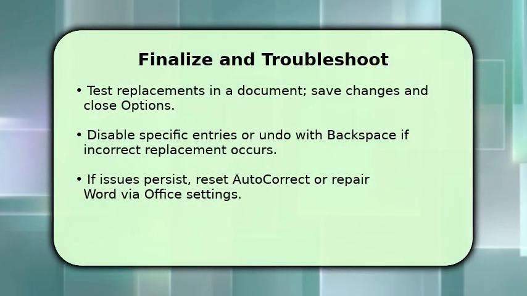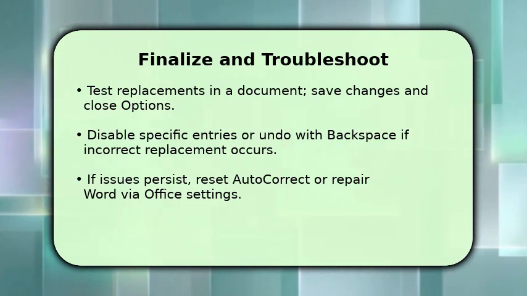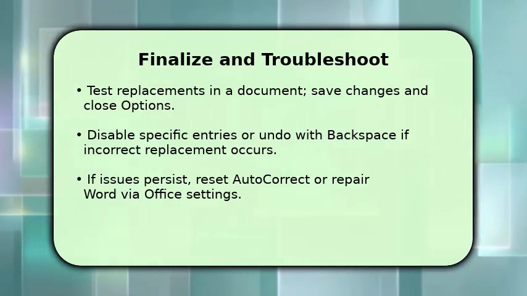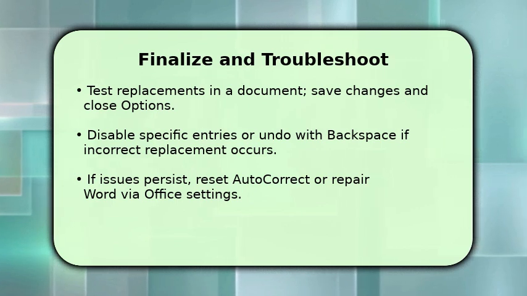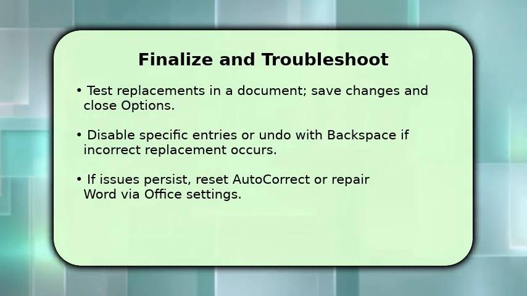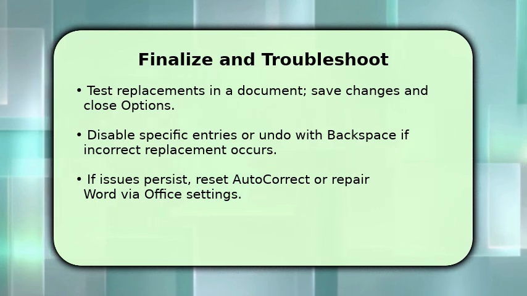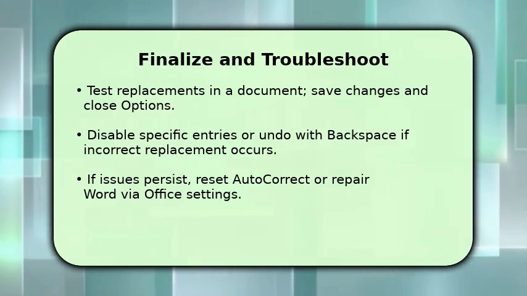Finish by testing. Type a few of your new replacements in a document to confirm they fire as expected, then close Options to save. If Word replaces something you didn't want changed, press Backspace immediately to undo, then remove or edit that specific AutoCorrect entry.